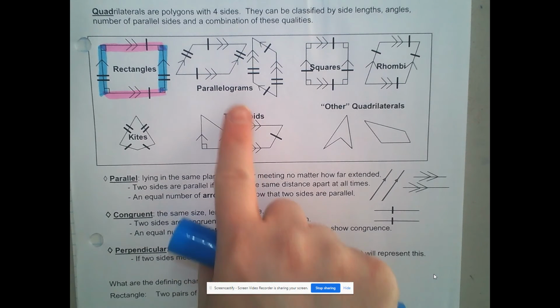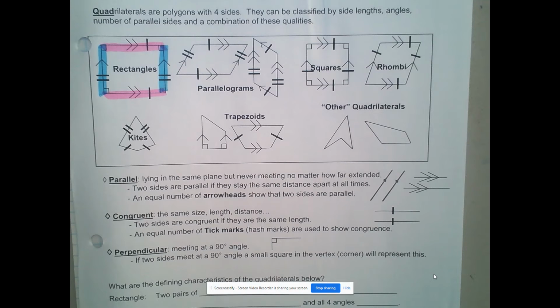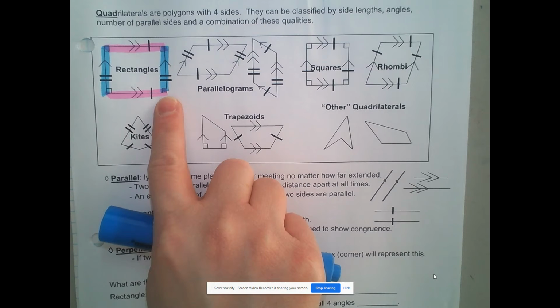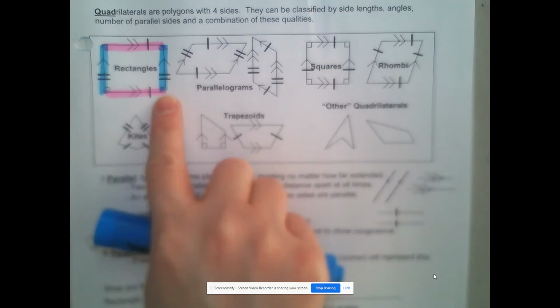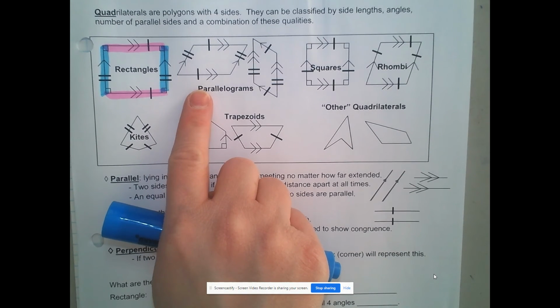So parallelograms, two pairs of parallel sides, you'll notice the arrowheads have two that match on the top and bottom, two that match on the sides. They've also got the tick marks that are the same as a rectangle. The only thing that's different is the rectangle requires the 90-degree angles, while the parallelogram does not. It kind of looks like a rectangle that's tipped over.